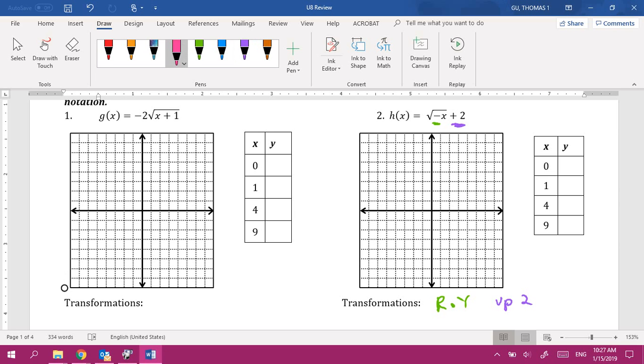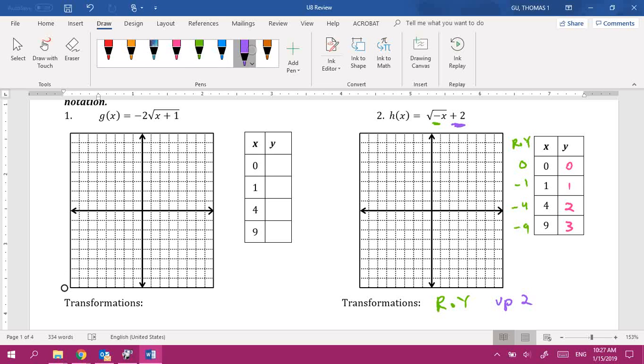Okay, now we got to fill out this table. So what are our points going to be? 0, 0, 1, 1, 4, 2, and 9, 3. Okay, so now let's apply our transformations to the table. What does reflect over y do to our table values? Makes the x's negative, right. So 0, -1, -4, -9. Because if you do it with your hand, reflecting over the y, that's left to right movement, right? That's horizontal, which is going to be the x values.